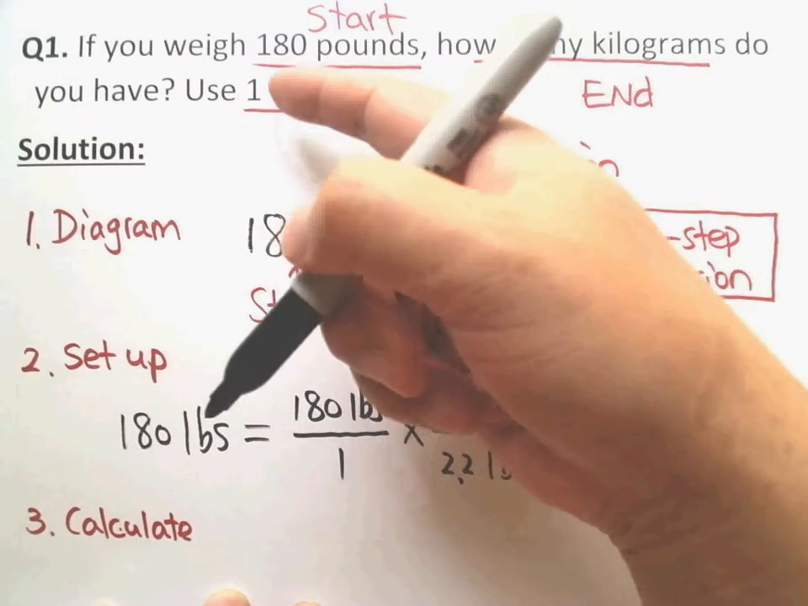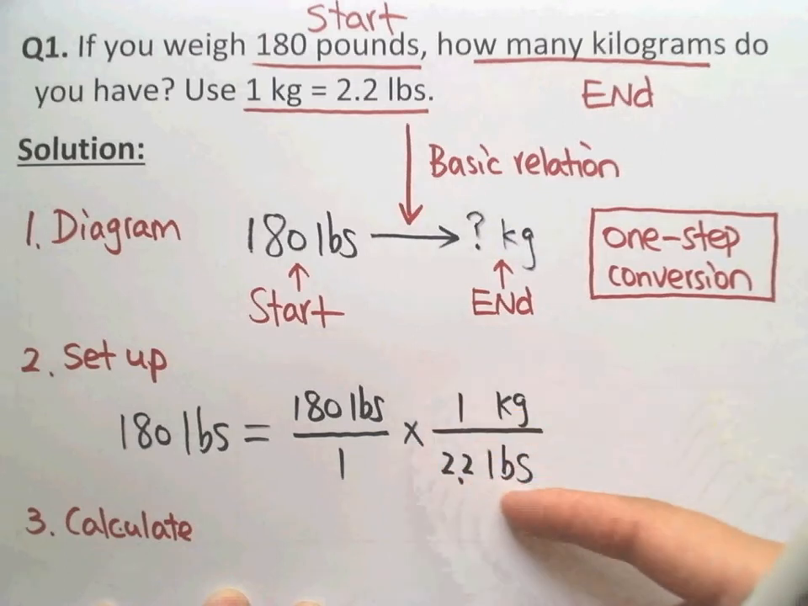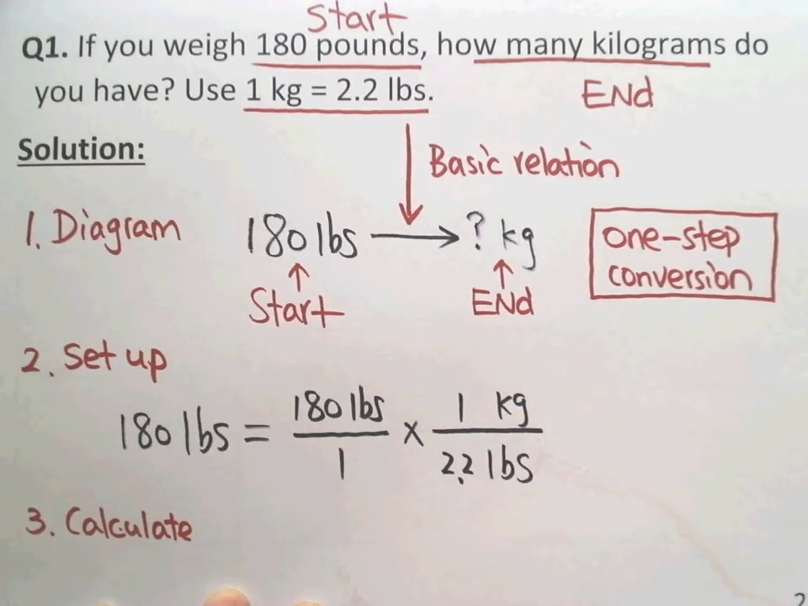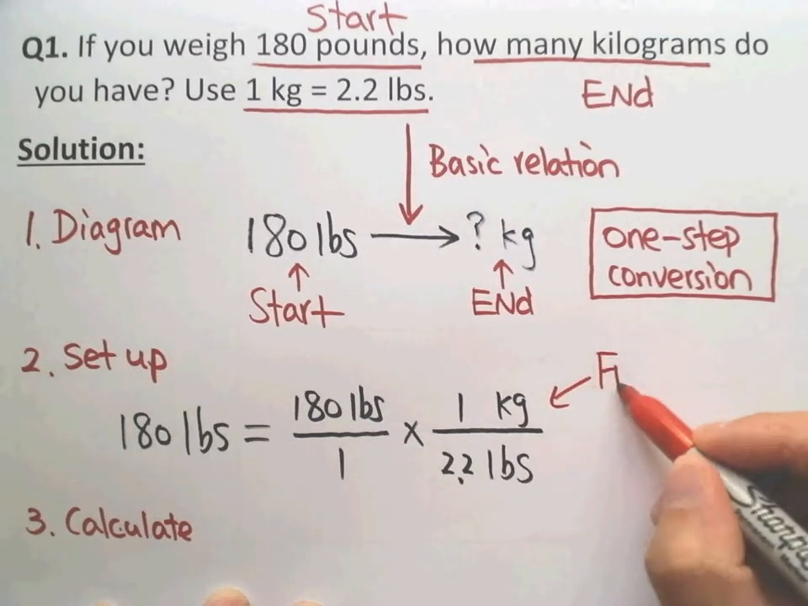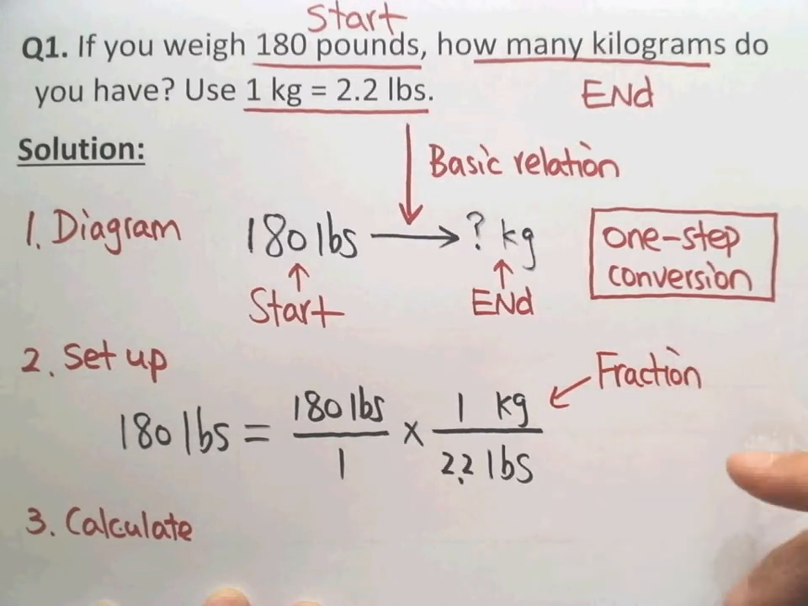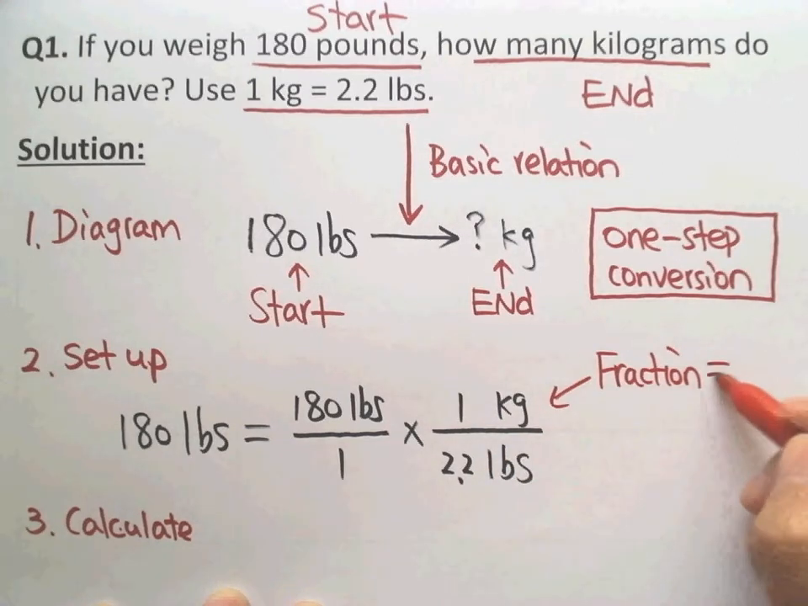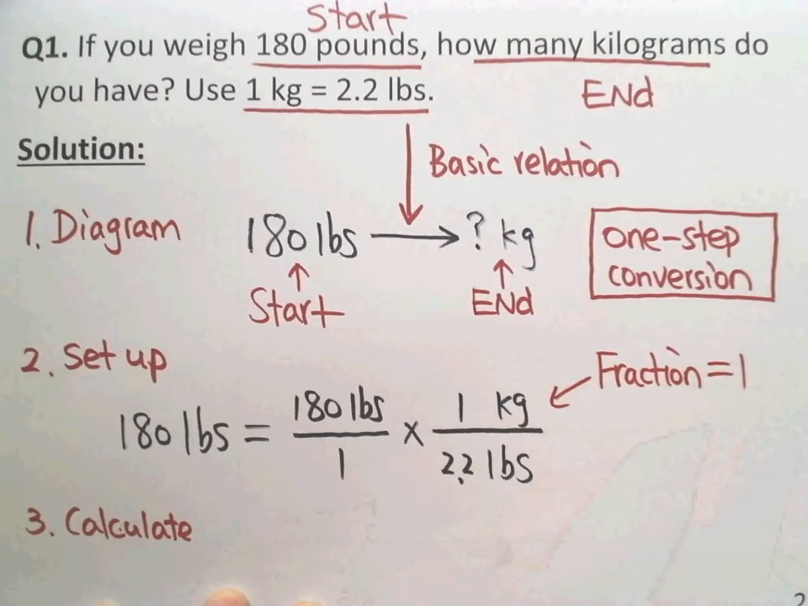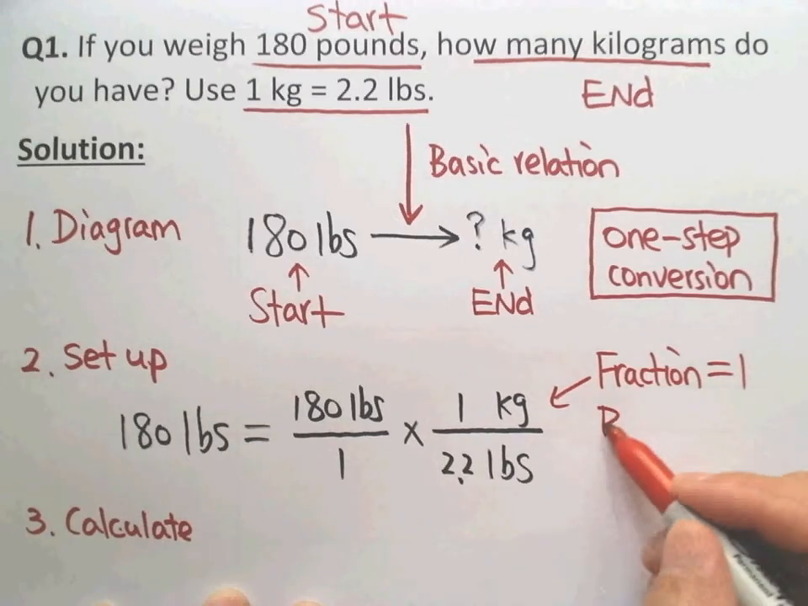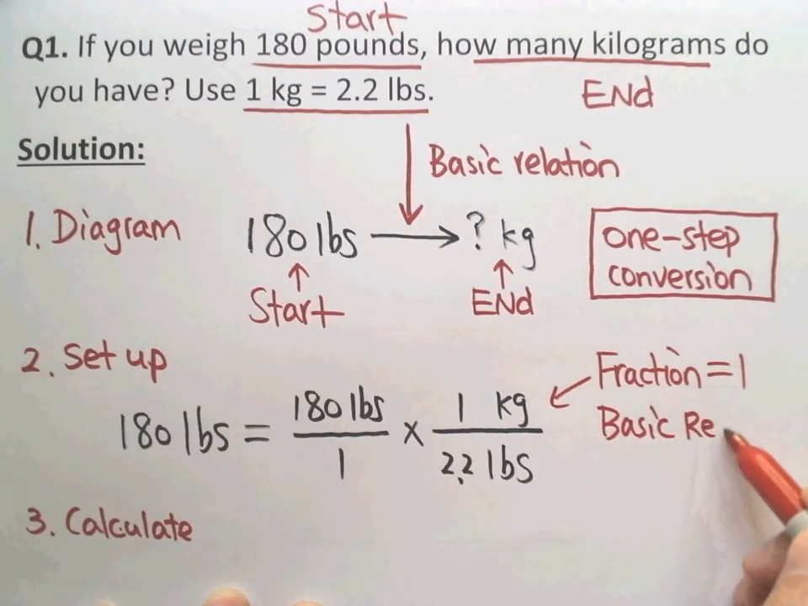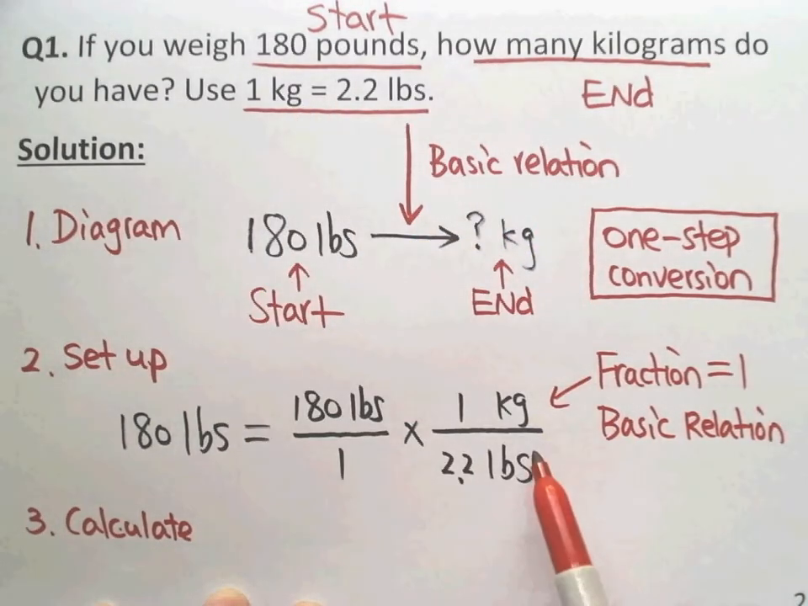So 1 kilogram in 2.2 pounds. It means that they are the same, right? The top equals the bottom, therefore this fraction equals how many? Equals 1. Let me write it down. This is important. We find a fraction, and you can say it's a fraction or a rate. Usually we say rate. This fraction equals 1 because the top equals the bottom. And we get this fraction from the basic relation. The basic relation tells us this fraction equals 1, right?